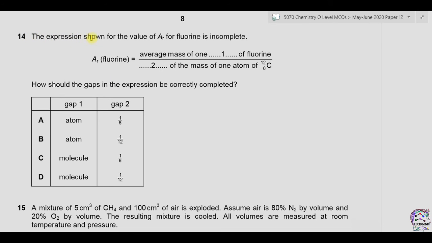Question 14. The expression shown for the value of atomic mass for fluorine is incomplete. This is the formula of atomic mass. How should the gaps in the expression be correctly completed? As we know that for atomic mass, we have to take the average mass of one atom of that element divided by 1/12 of the mass of carbon 12. So gap 1 should be atom and gap 2 should be 1/12. So therefore correct option is B.